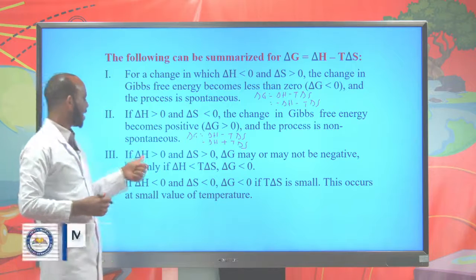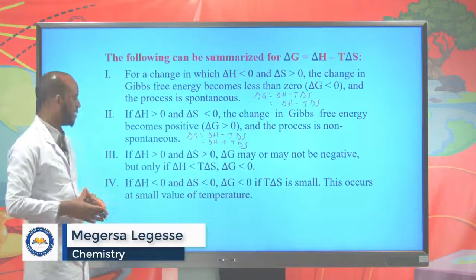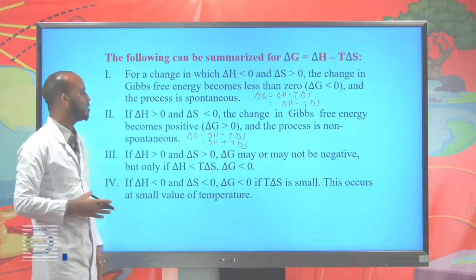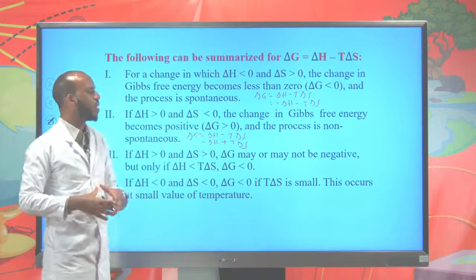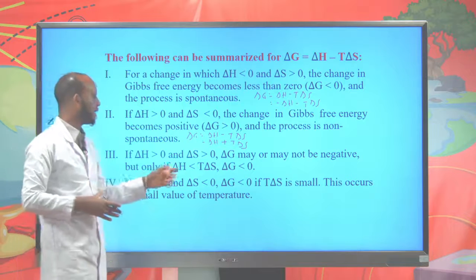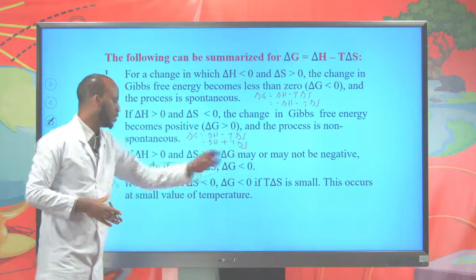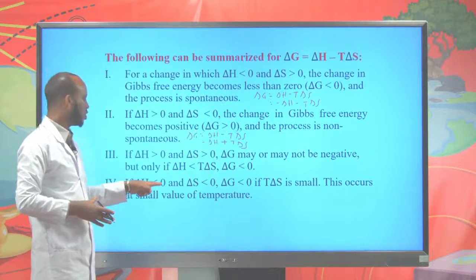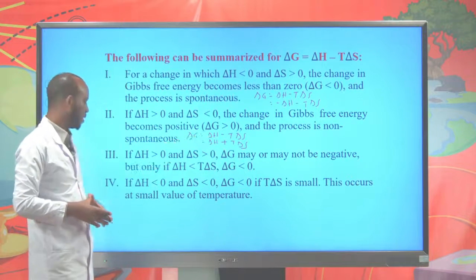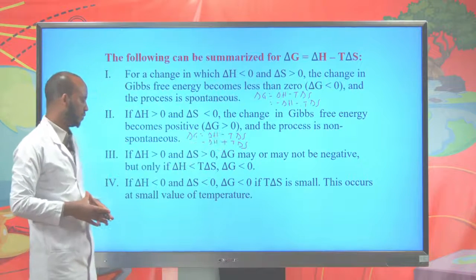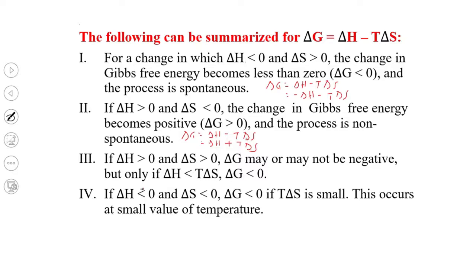3. If delta H is greater than 0 and delta S is greater than 0, delta G may or may not be negative, but only if delta H is less than T times delta S, delta G is less than 0. 4. If delta H is less than 0, negative, and delta S is less than 0, negative, delta G is less than 0 if T times delta S is small. This occurs at small values of temperature.